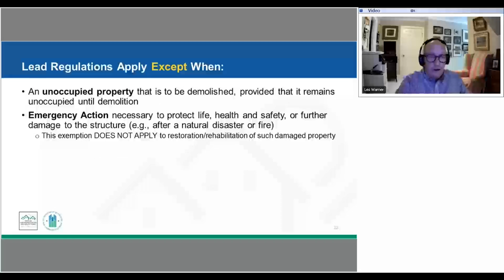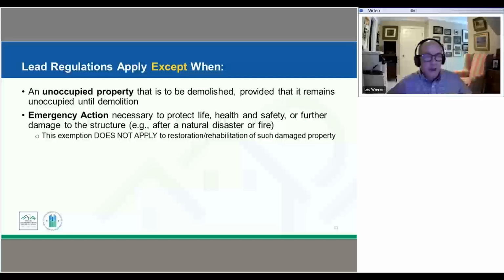All right. So a couple of other exemptions. If you had an unoccupied property that was going to be demolished and you're going to keep it unoccupied until that demolition occurs, then the lead-safe housing rules are going to be exempt from those requirements.